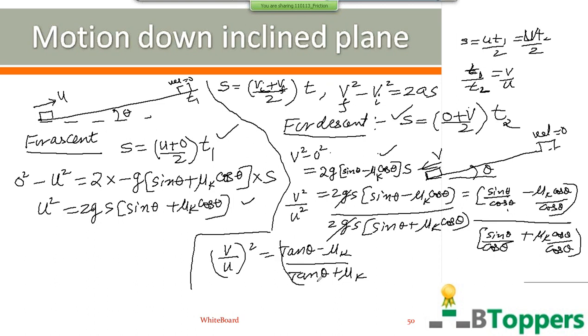From this equation, v by u can be written as under root of (tan theta minus mu k) divided by under root of (tan theta plus mu k).